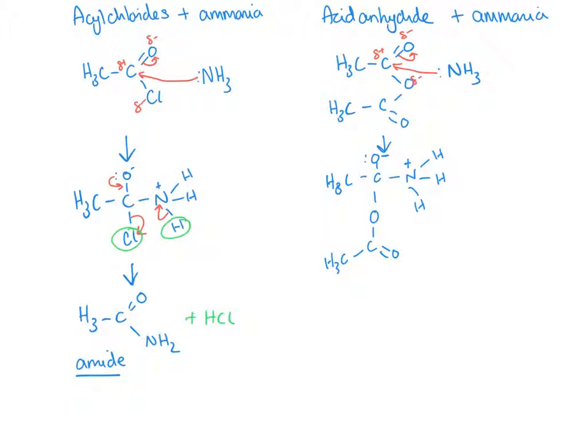And it's going to resolve itself. So this is going to leave. These electrons are going to come back down to reform the double bond. One of these is going to break to get rid of the positive charge on ammonia. And this gives us exactly the same amide as with the acyl chloride. But the other product for this one is going to be this and this, which is another carboxylic acid.